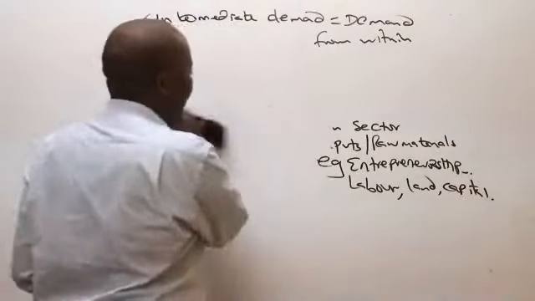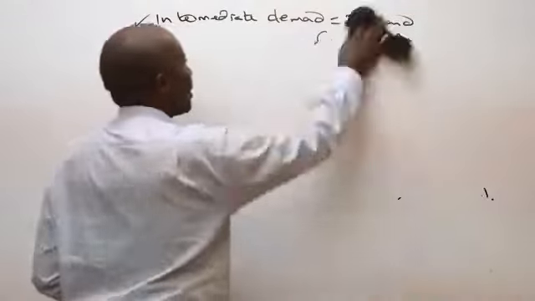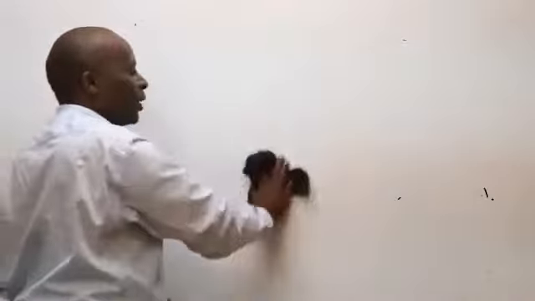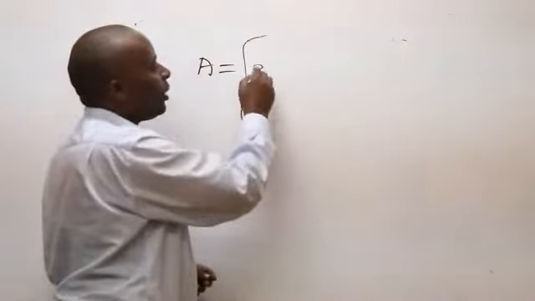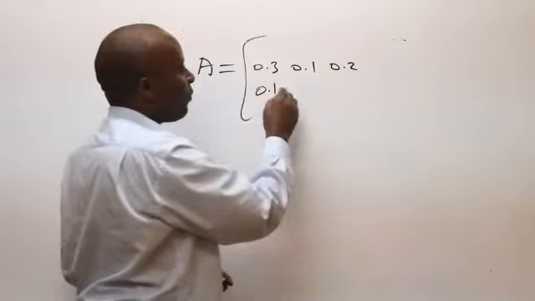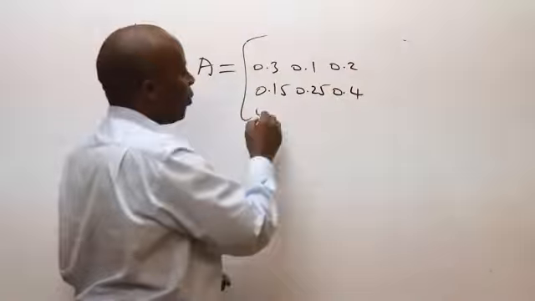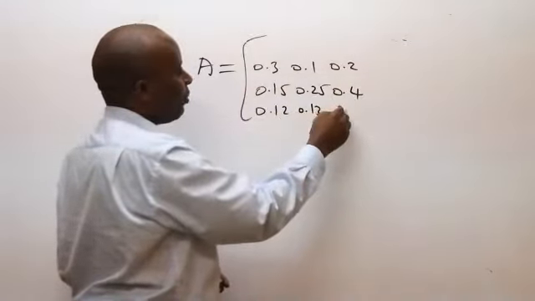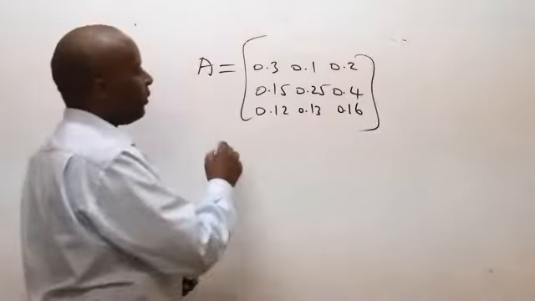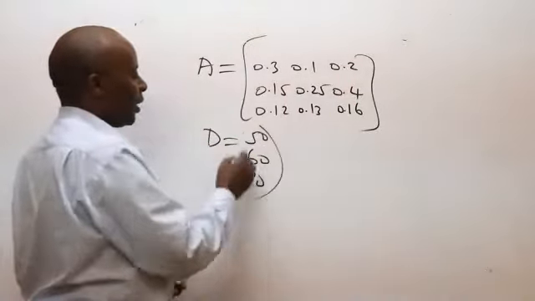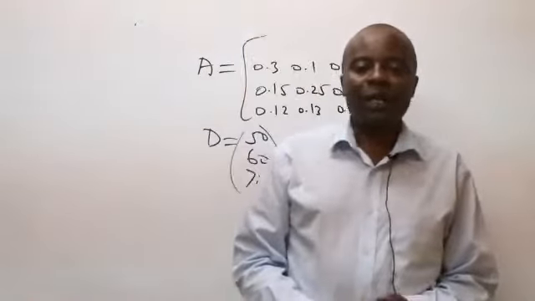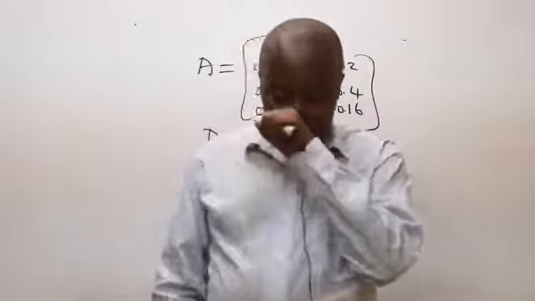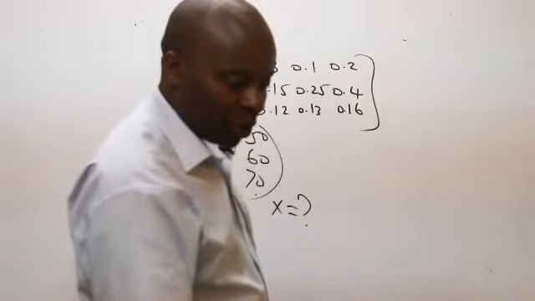If I was to be given a chance to set this exam of yours of August 30th, I'll come and give you a three sector thing. I'll give you A of 0.3, 0.1, maybe 0.2, 0.15, maybe 0.25, maybe 0.4, and so on. And then I'll give you D of say 50, 60, 70. And then I'll ask you to get us the total output.